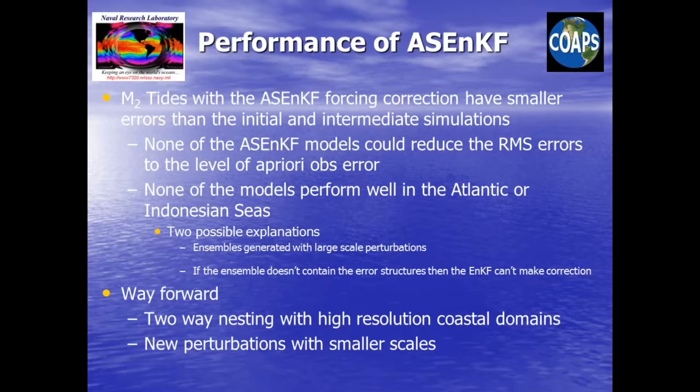Okay, so we're proceeding with two approaches to try to look at this. One of which is to look at putting nested domains in the areas where we have big errors to try to get locally a better solution. And the other is to generate a new set of perturbations which have smaller scales to represent the character of the errors that we've got.